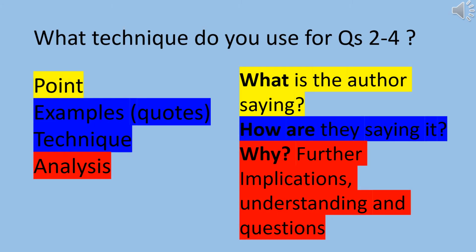What technique do you use for questions 2 to 4? Point, you say what the author's saying. Examples and technique, you say how they're saying it. And analysis. Why? Further implications, understanding, and questions that might be raised by what they've written.